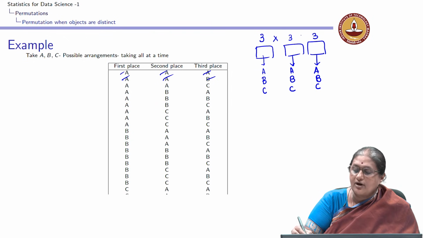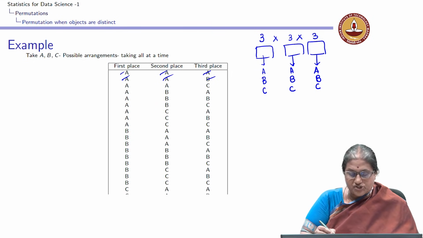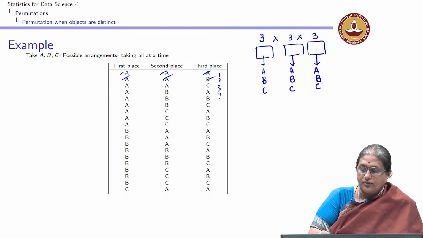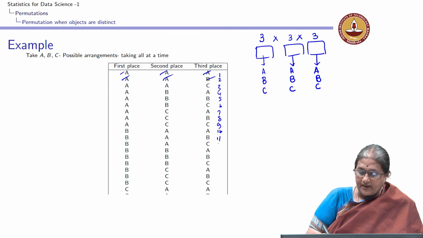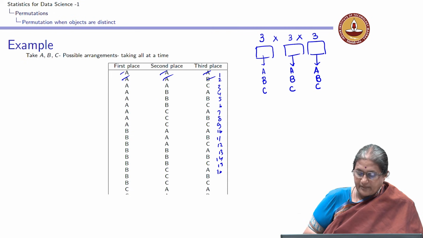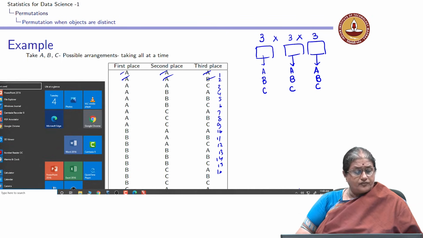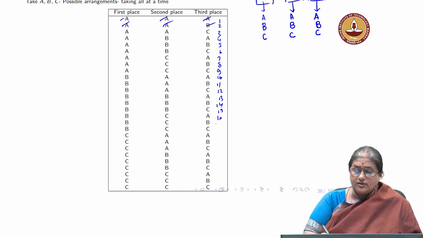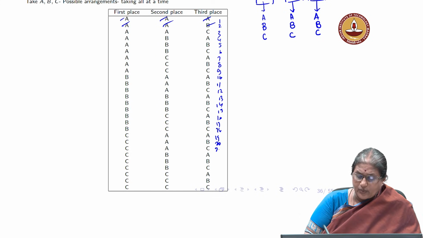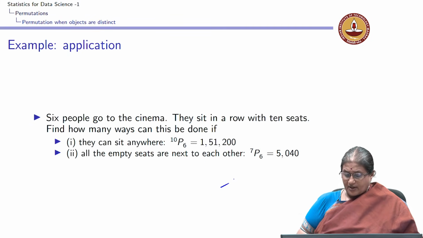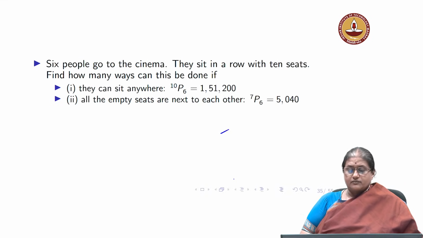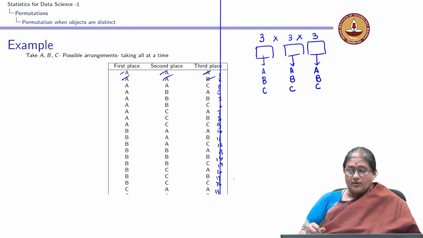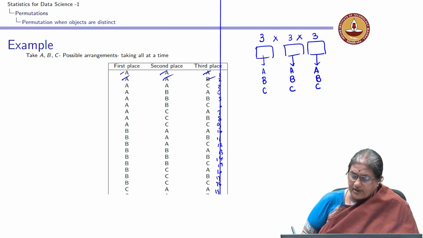So, the total number of ways I can fill all the 3 boxes together are 1, 2, 3, 4, 5, 6, 7, 8, 9, 10, 11, 12, 13, 14, 15, 16, 17, 18, 19, 20, 21, 22, 23, 24, 25, 26 and 27. Okay, I have up to 27.